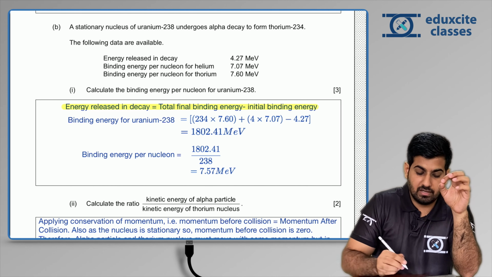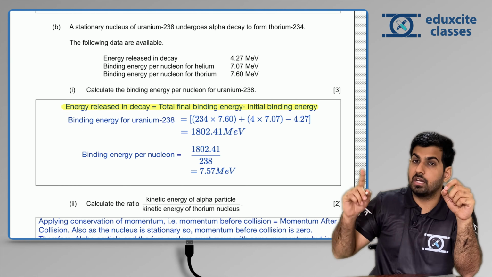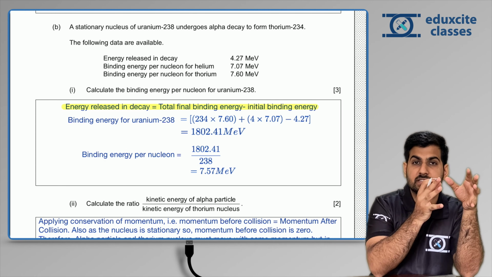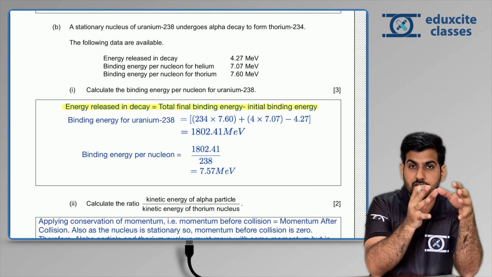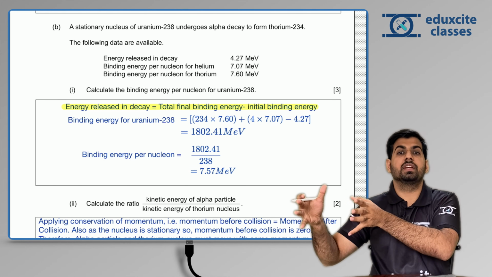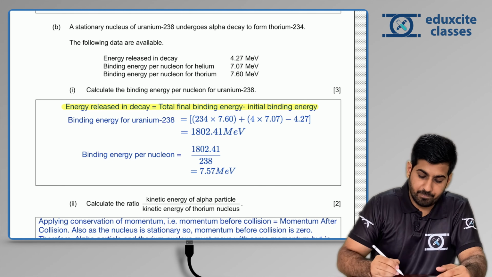I repeat once again, the energy released in the decay will always be equal to total final binding energy minus initial binding energy. So on the reactant side, the binding energy will be lower than the binding energy on the product side, because there is energy released during a decay.